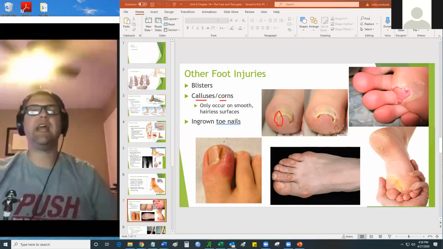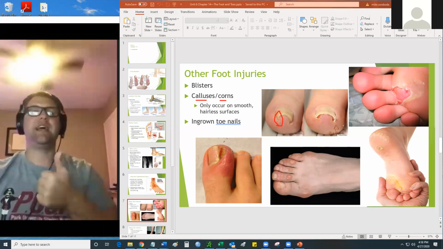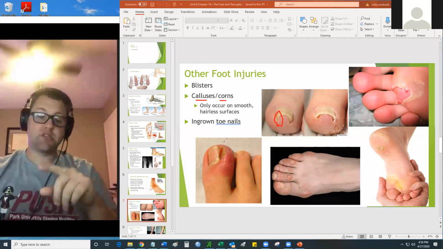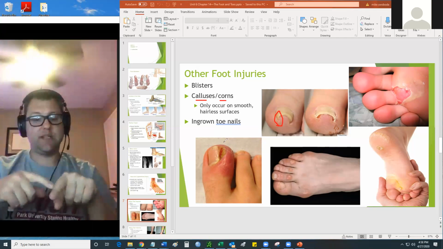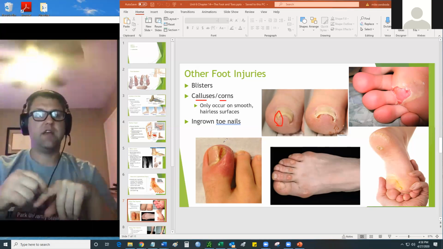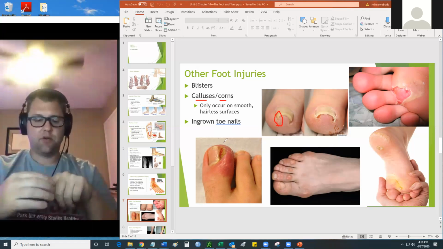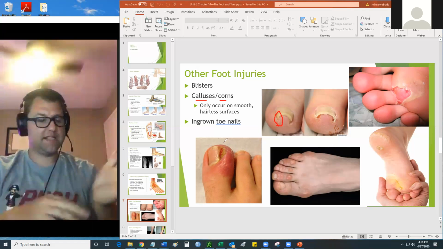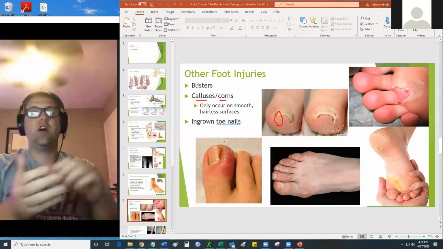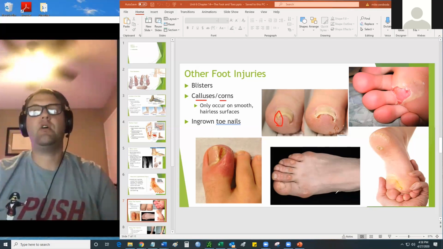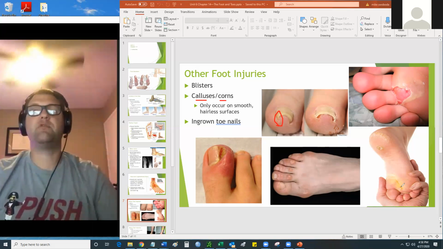You cannot get a callus on something that has hair, and you cannot get a callus on something that's bumpy. That's why, say, the joints in your fingers will never get calloused, because they're bumpy. A smooth surface though, like the palm of your hand or the heel of your foot, can get calluses from repetitive overuse or repetitive frictional forces.